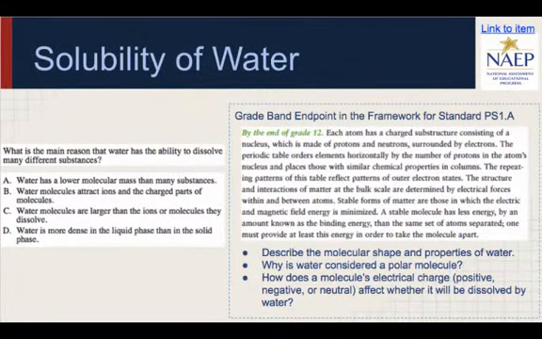What is the main reason that water has the ability to dissolve many different substances? A. Water has a lower molecular mass than many substances. B. Water molecules attract ions and the charged parts of the molecules. C. Water molecules are larger than the ions or molecules they dissolve. Or D. Water is more dense in the liquid phase than in the solid phase. This NAEP item asks students to find a relationship between the structure of water and its ability to dissolve substances.